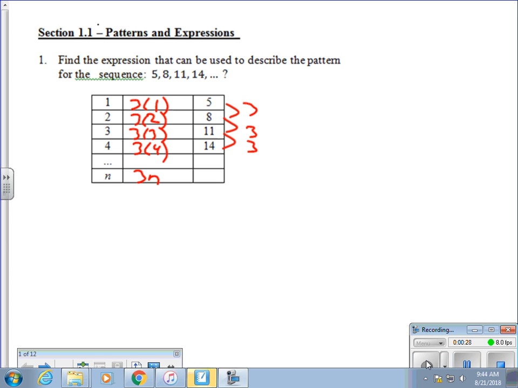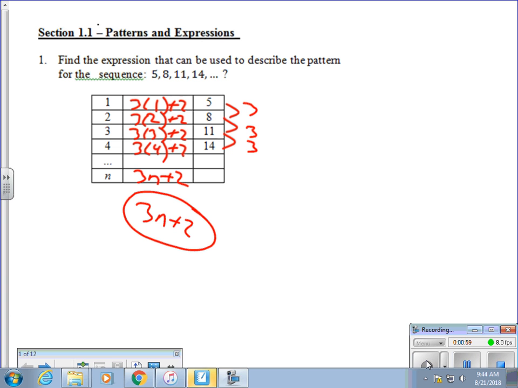And then, are the numbers in this column equal to this column? No, they're not the same. I need to add 2. So I add 2, add 2, add 2, add 2. I check. 3 times 1 is 3 plus 2 is 5. 3 times 2 is 6 plus 2 is 8. 9 plus 2, 11. It works. So my formula is 3n plus 2. That's what I need to see.